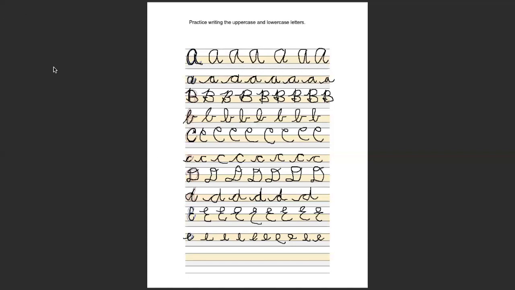When Grace finished, I reminded her that we have an empty line at the very bottom of the page. You can use this to practice writing anything. You can choose any of the capital letters to practice. You could practice writing your name. We haven't had a lot of practice writing our name at home. I'm going to choose mine to write my name.